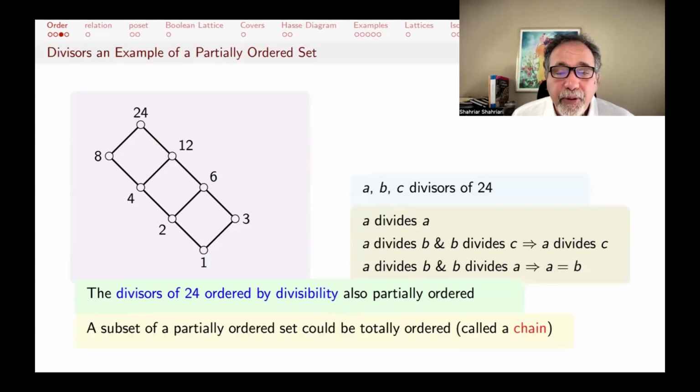Now, inside a partially ordered set, you could have a totally ordered subset, and usually we call that a chain. For example, here, 1, 2, 6, 12, and 24 form a chain. They are totally ordered because between any two of them, one of them is divisible by the other.